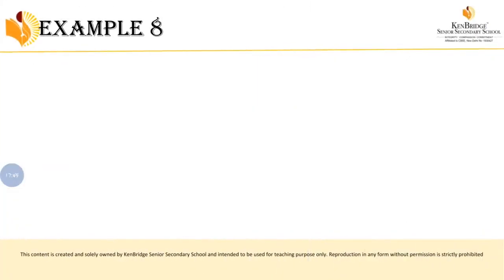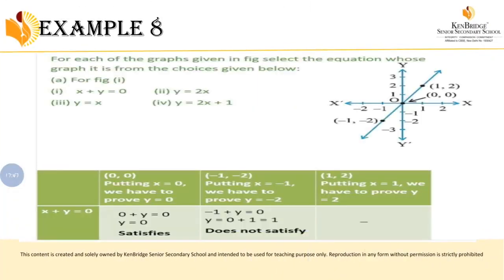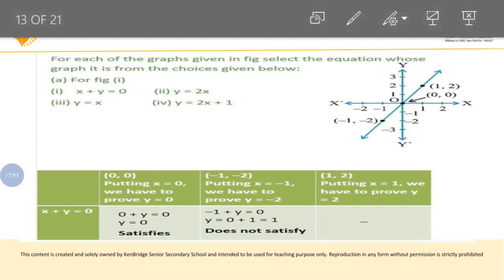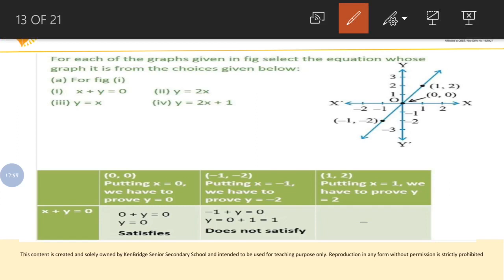So example 8. The question is, for each of the graphs given in the figure, select the equation whose graph it is from the choices given below. For each graph they have given equations also, and we have to select which is the correct equation for the given graph. So this is the question.